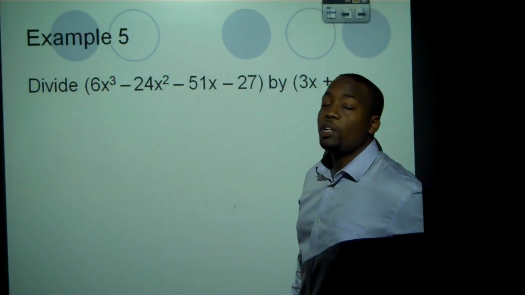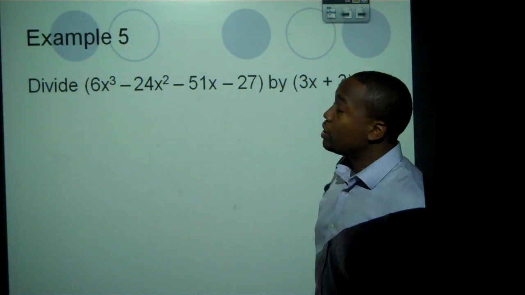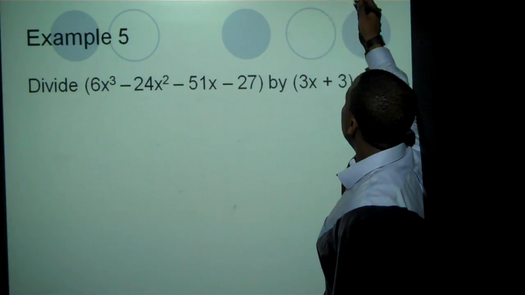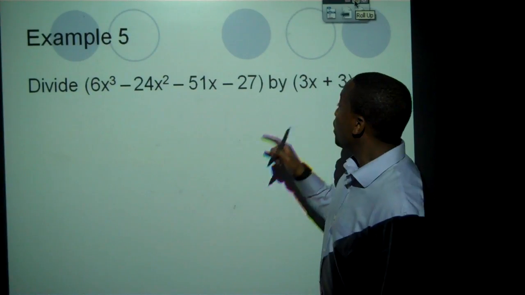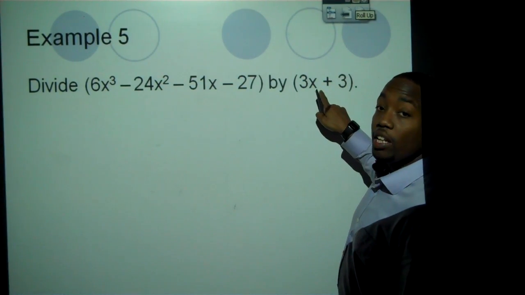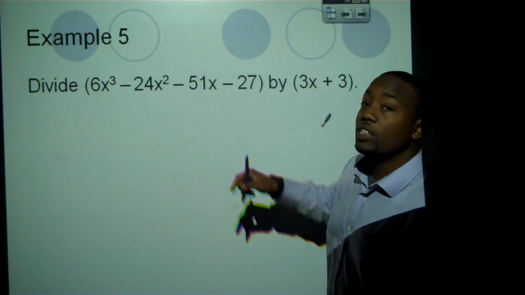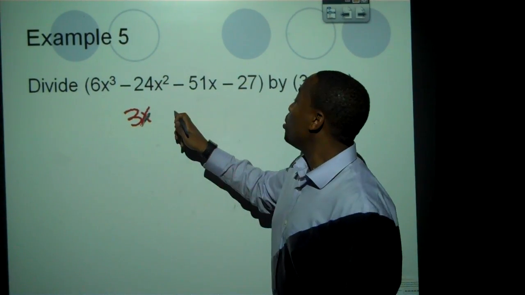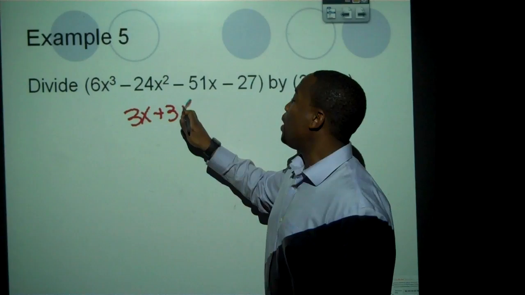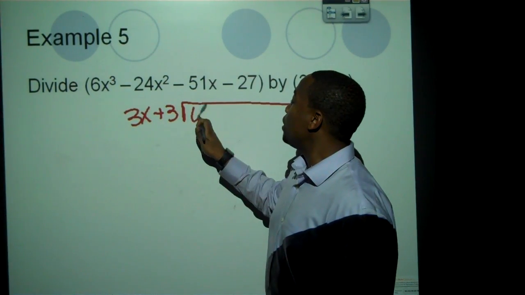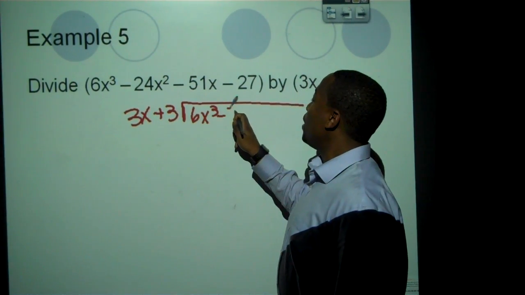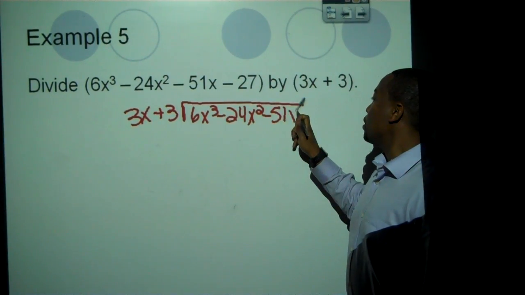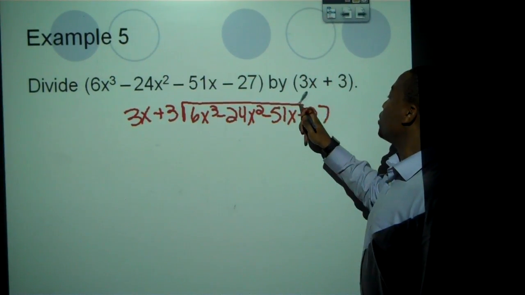Example 5. We're going right into it. Let's start. I'm going to write in red today. This is my dividend, and this is my divisor: 3x plus 3. I'm dividing everything by 6x to the third minus 24x squared minus 51x minus 27.